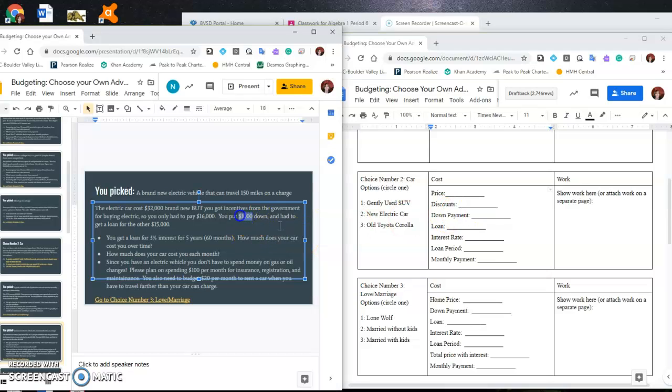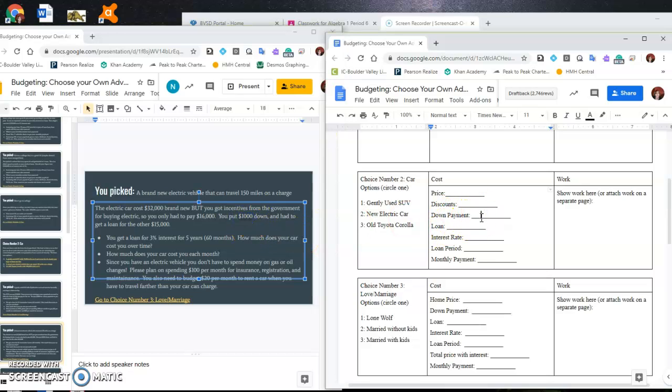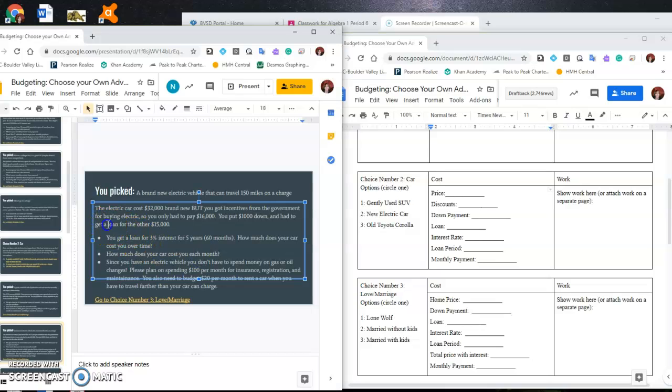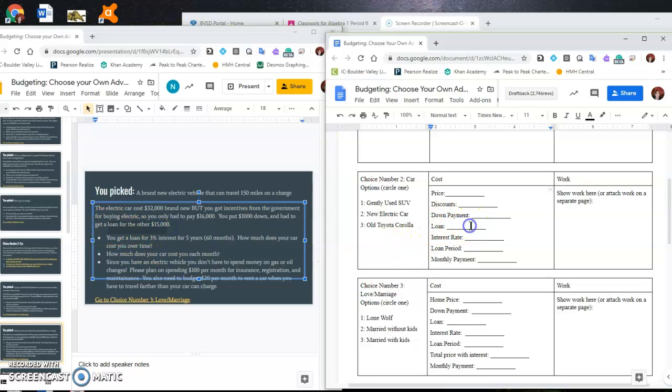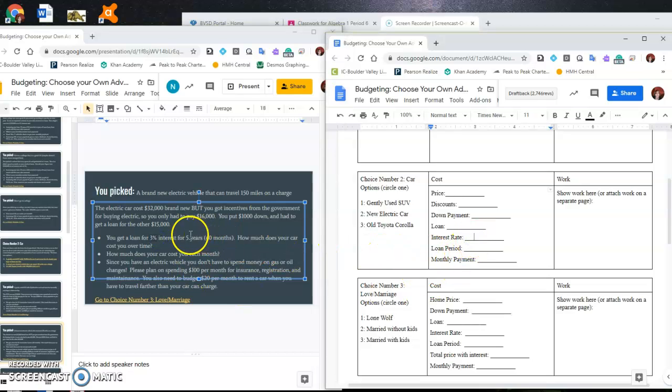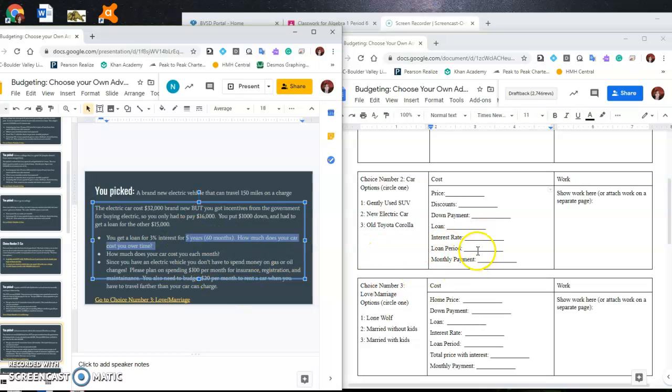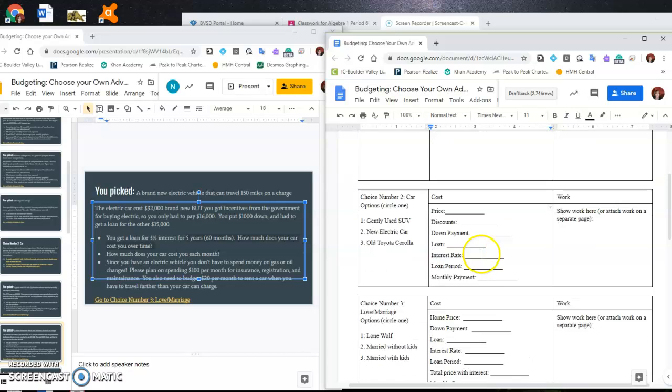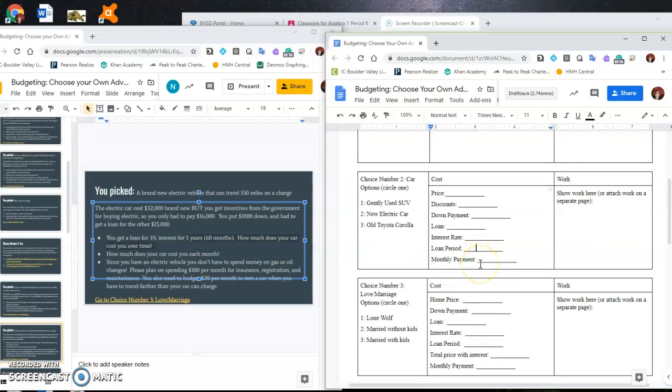Here, your down payment is 1,000. You write that right here. So your loan here is 15,000. That's what you put here. Every 3% interest, that goes here. Your loan period is 5 years, that goes here. And you use that same equation that we used before, plugging in your 15,000 for your a value, 0.05 for your rate, and 5 for your time or your x value. Take that answer, you divide it by 60 and put the answer here.